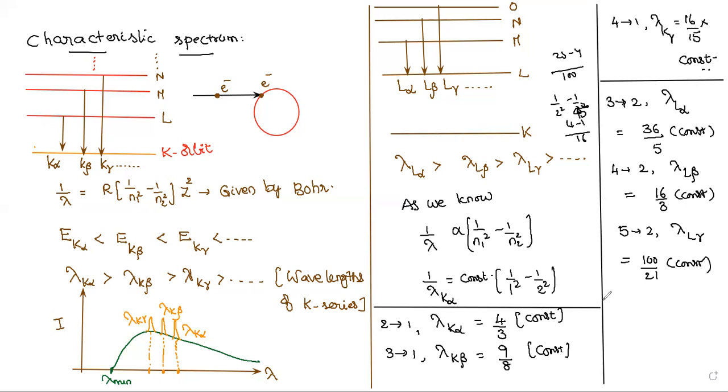Now you can say whose wavelength, what he asked, whether lambda of K alpha is greater or lambda of L alpha is greater. Now you can check and say the answer here. Okay, so we are coming to here.